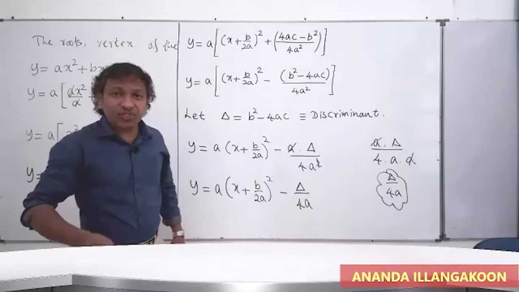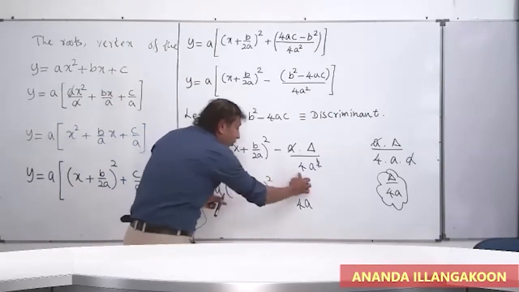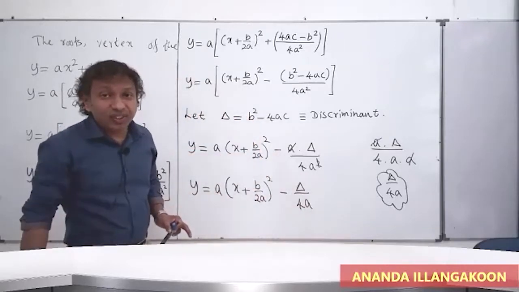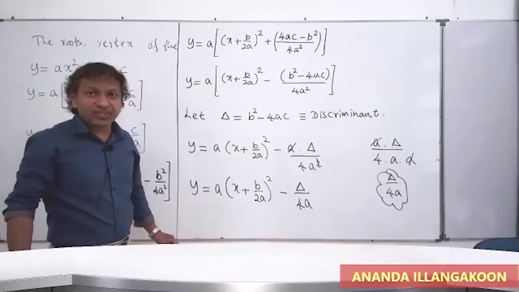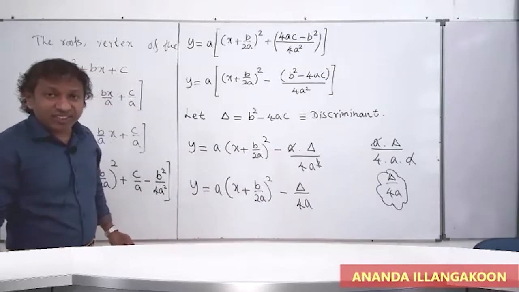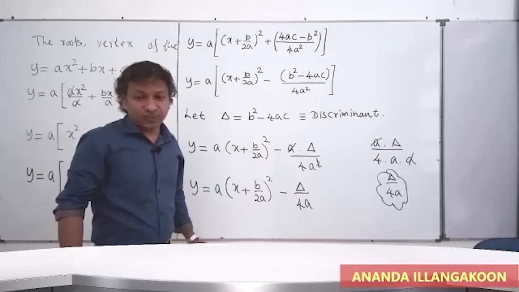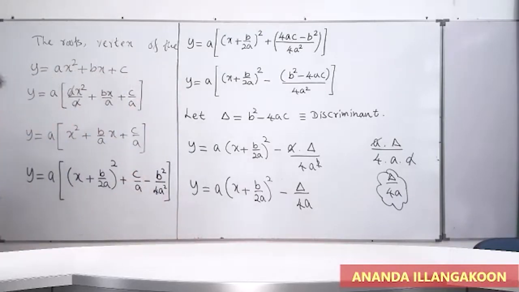What is the y coordinate of the vertex? Soon after this whole thing with the sign, what do you have? That is the y coordinate of the vertex. Now we can write, therefore, the coordinates of the vertex, and certainly we can go on to find the roots.